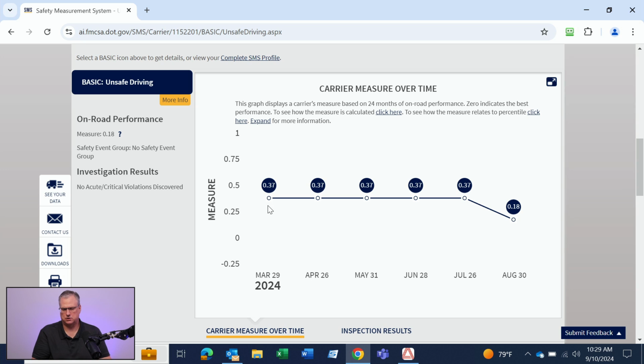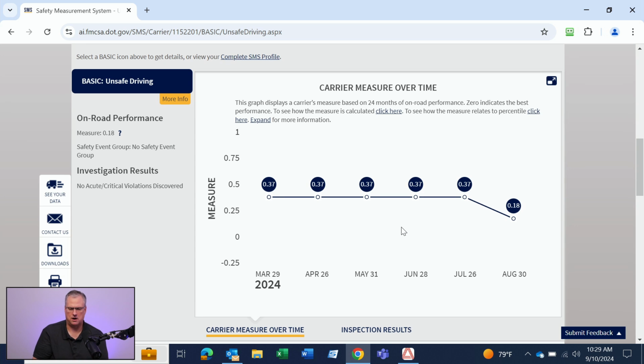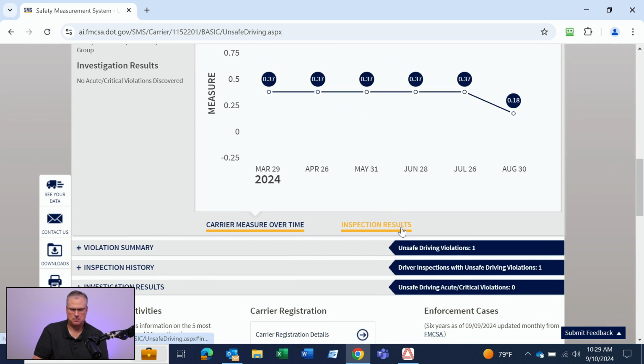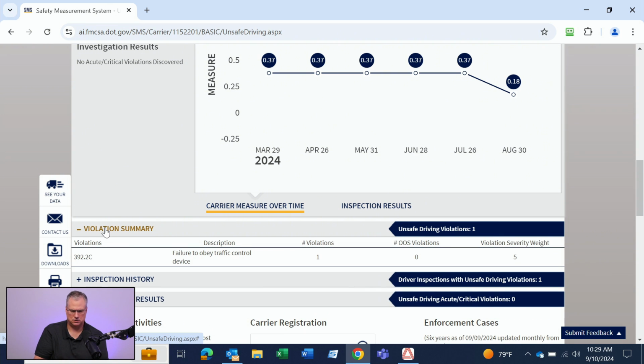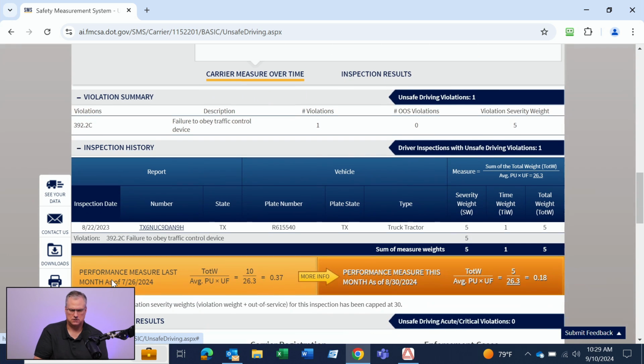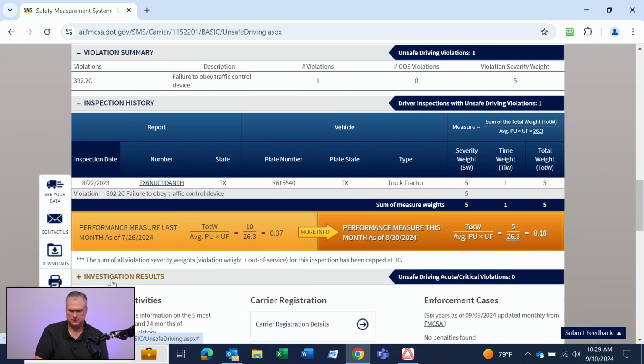So since March of 2024, you can see they had the same score up until August, and it's dropped off, which means they had some good inspections in regard to that, or they had one of their crashes roll off. And then down below that, you're going to see violation summary and inspection summary. The inspection summary is just always going to give you more detail, I think, and it's a little easier to follow.